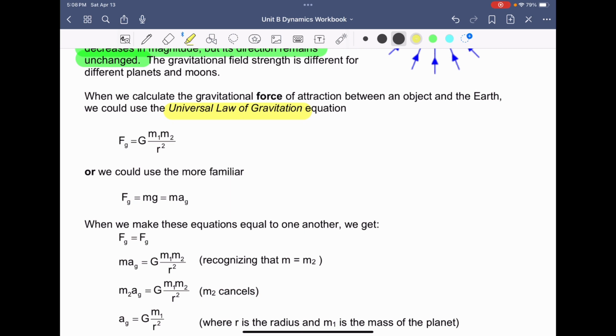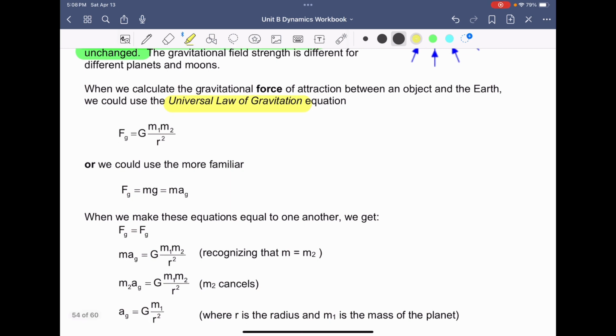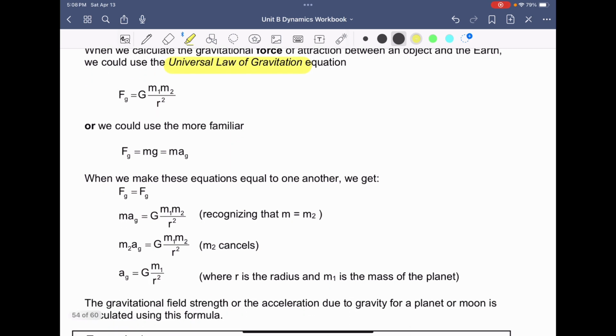And what we can do here is create a familiar approach. We know from previous lessons that Fg equals mg, mass times the acceleration of gravity. You could write it as ag or g, but most commonly we wrote it as mg. Now we're going to combine these two equations and say that these two Fg's are equal, setting their expressions equal to each other.